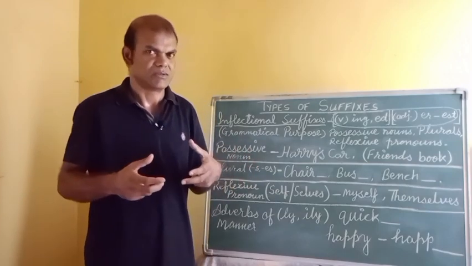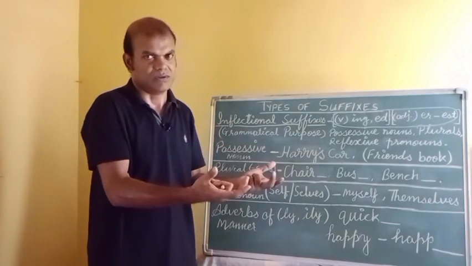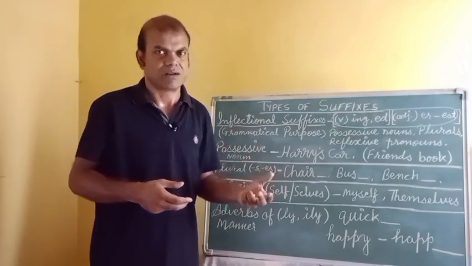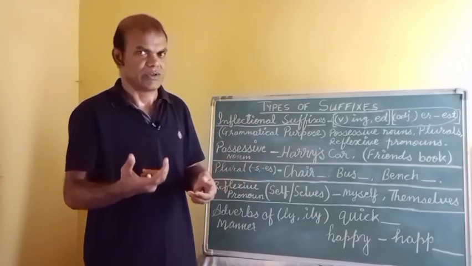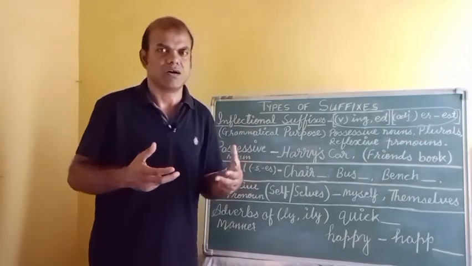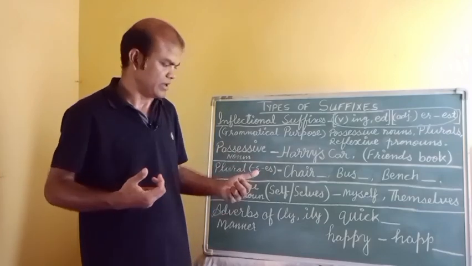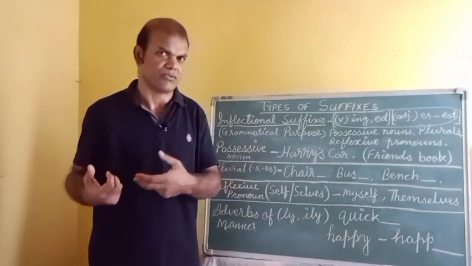Conjugating verbs means these suffixes change the verbs into another form, like ing, ed. It changes the verb into present participle or past participle. That is known as conjugating. And pluralizing the noun means to change the singular noun into plural. We add the s or es to change a singular noun into plural form.